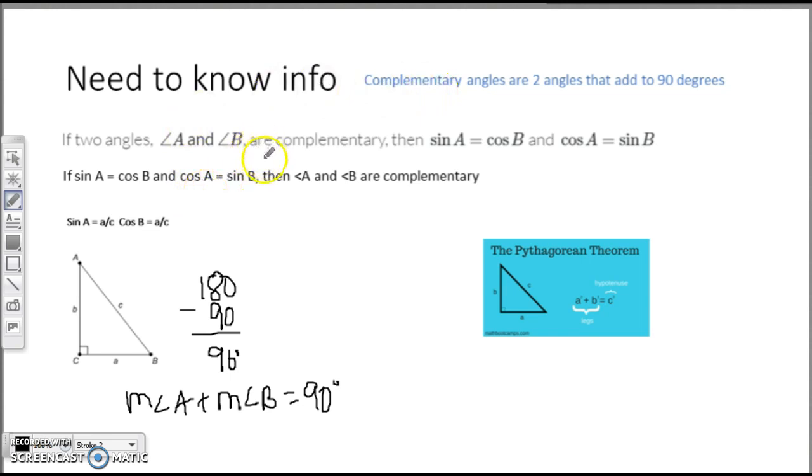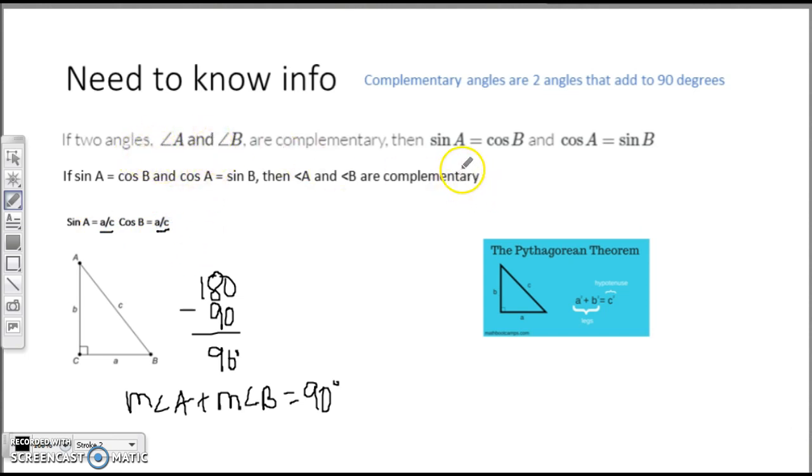Then we have this new thing here that says if the angles are complementary, then the sine of A equals the cosine of B, and the cosine of A equals the sine of B. Let's look again at our right triangle to see why that is. If A is our reference angle, sine is the opposite over the hypotenuse, so sine of A equals A over C. Now if we think about the cosine of B, if B is our reference angle, cosine means adjacent over hypotenuse. The adjacent side would be A and the hypotenuse would be C. So both of these equal A over C.